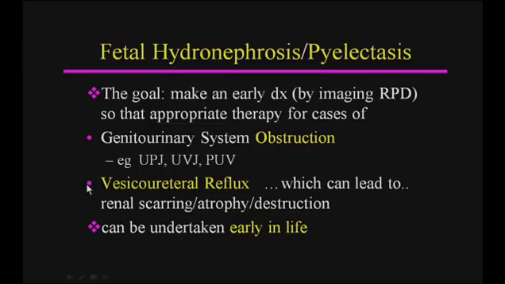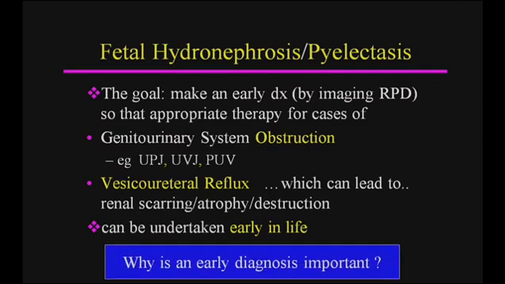Fetal hydronephrosis and pyelectasis. The goal for the examiner is to make an early diagnosis by imaging renal pelvic diameters so that appropriate therapy can occur for cases of genitourinary system obstruction, either a UPJ, uretero-pelvic junction obstruction, a UVJ, a uretero-vesical junction obstruction, or posterior urethral valves, or vesicoureteral reflux, which is the reflux of material from bladder up to the kidneys, which can lead to renal scarring, atrophy, and destruction. And it's good for this diagnosis to be made as early in life as possible.